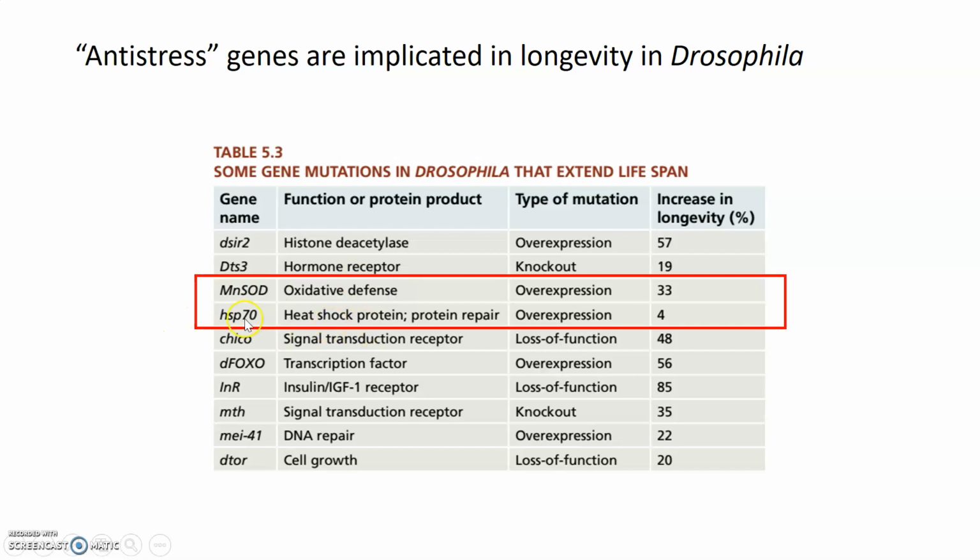Heat shock protein 70, or HSP70, is a heat shock protein, which is a type of molecular chaperone involved in helping to fold, prevent misfolding, and repair proteins. In addition, when you have an overexpression or a lot of HSP70, you can increase longevity as well. This is because both of these genes are involved in the anti-stress response. By having more of these stress response genes around, flies can continue to resist these stresses long term, and that can lead to increased lifespan or longevity.